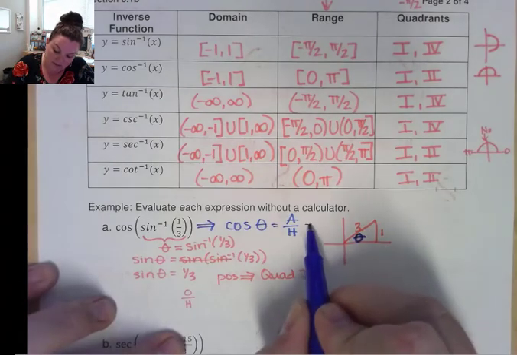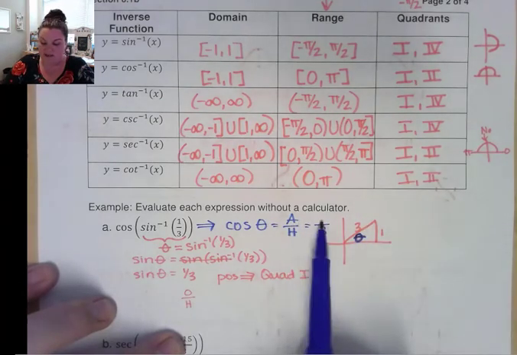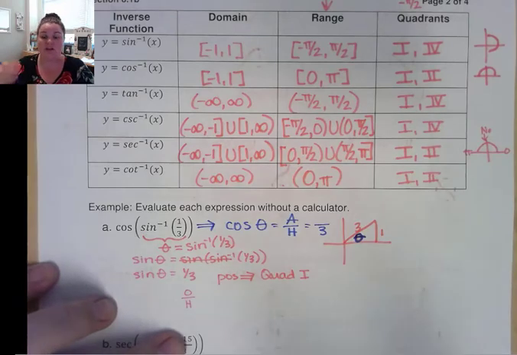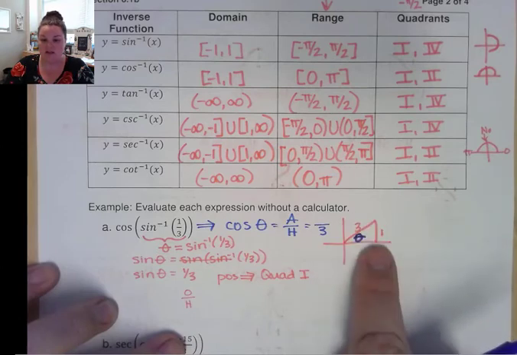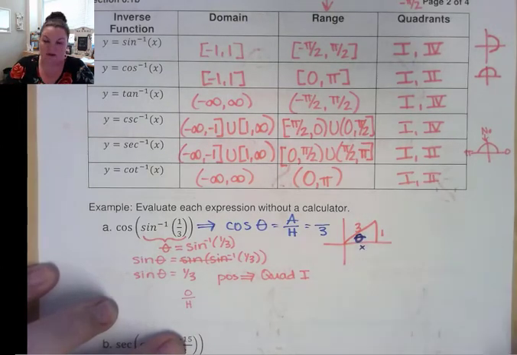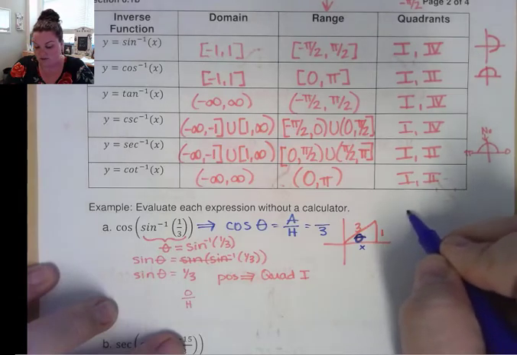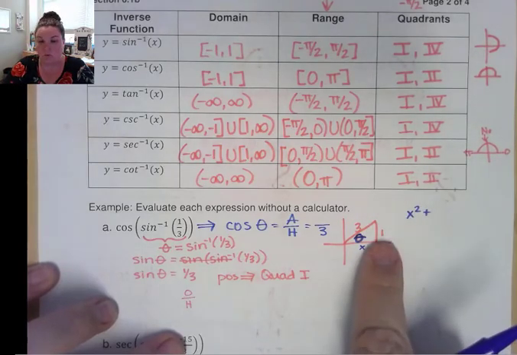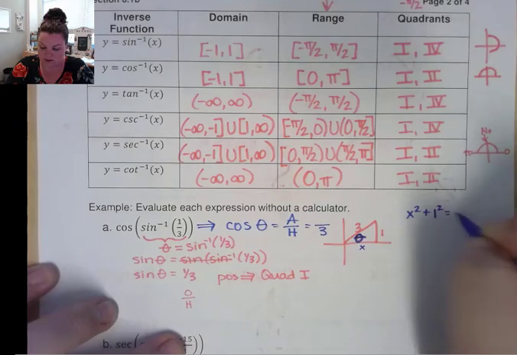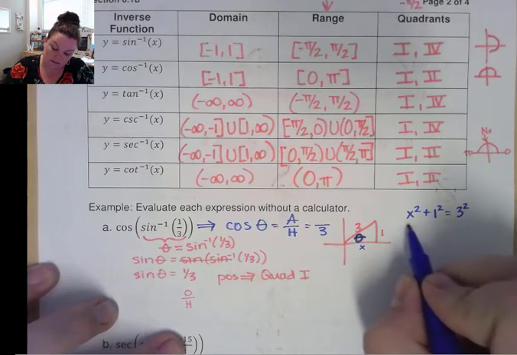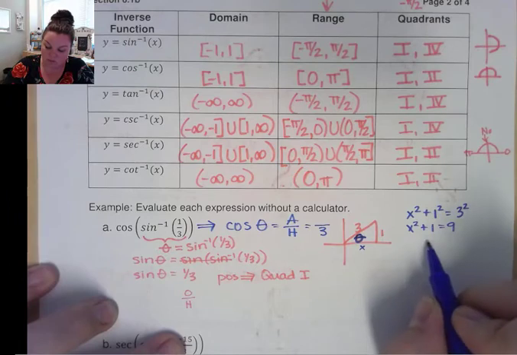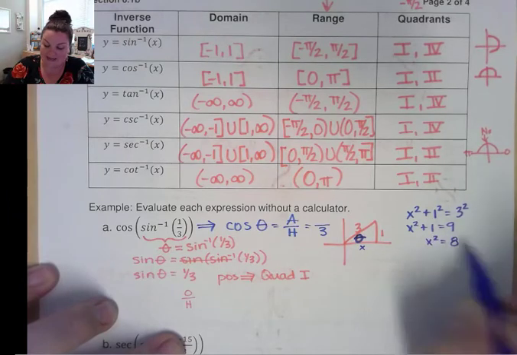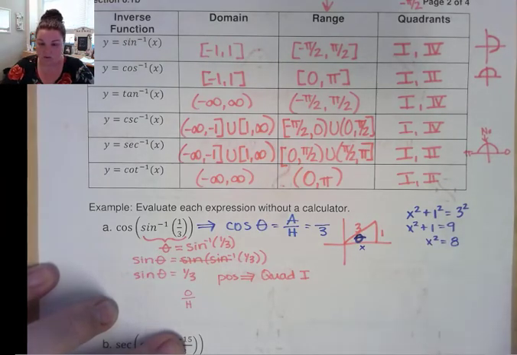So we know that the bottom of this is going to be 3, but we need to know the adjacent side in order to finish solving for the cosine. So I'm just going to use the Pythagorean theorem. We're missing this x value, this adjacent side. So I'm going to use the good old x squared plus y squared, which is 1 squared, equals our hypotenuse squared, so 3 squared. This means that x squared plus 1 equals 9. If I subtract my 1, that means x squared equals 8. And then I take the square root of it.